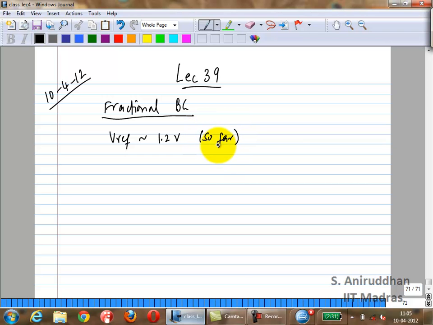So that's what we have looked at so far. Now what we want to generate is something like this, some Vref over K, or some multiple of this, it doesn't matter.